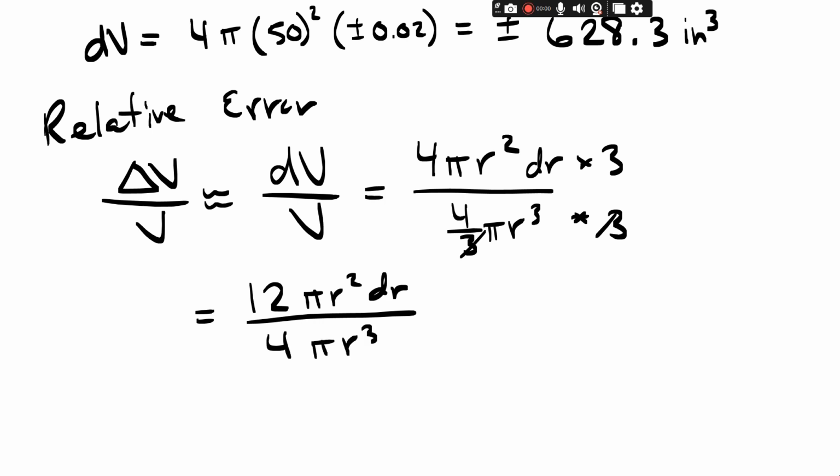Can I reduce this any more? Yeah, the 12 and the 4 reduce. That's a 3 now. That's cool. The pi's are gone as well. Is that right? And I have an r where? On the bottom. I got r in my denominator. And then I got my dr, which is a multiplier. I could stick it at the end. I can stick it in front.